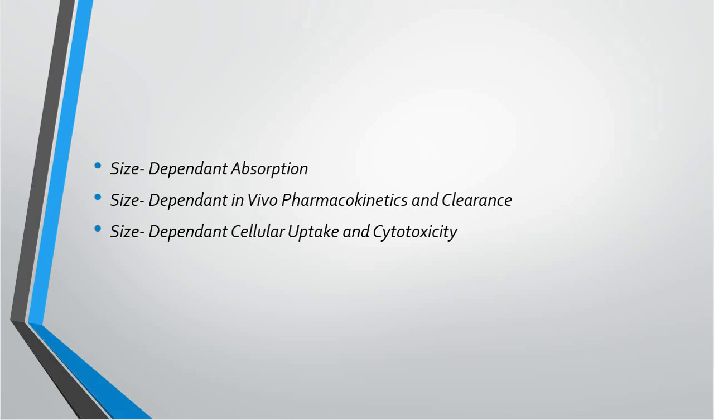Many studies have examined the in vivo distribution of nanomaterials. Nanoparticles with a diameter greater than 6 nanometers cannot be excreted by the kidneys and accumulate in specific organs such as the liver and spleen until clearance by the mononuclear phagocyte system ensues.